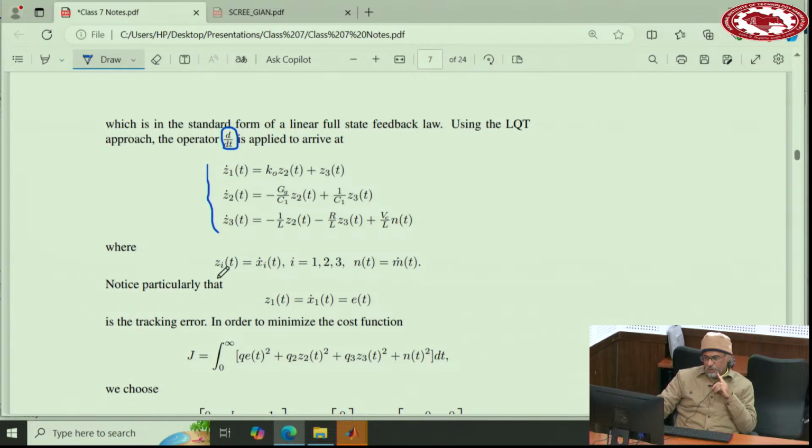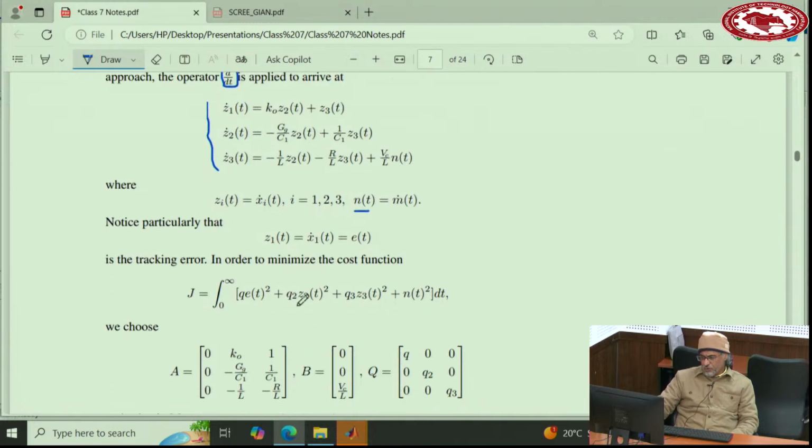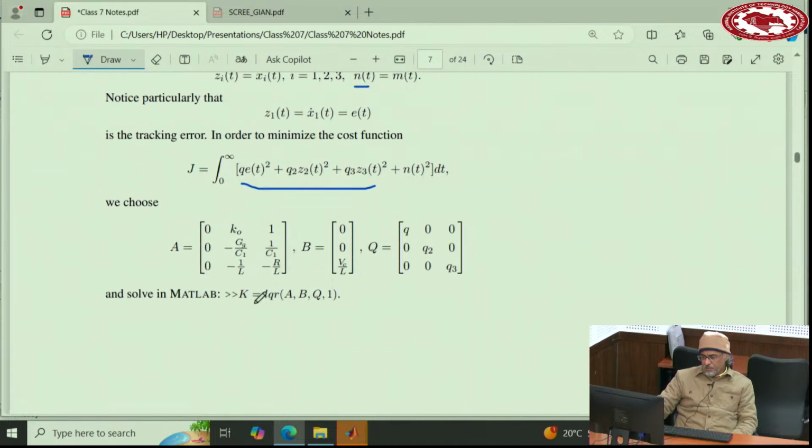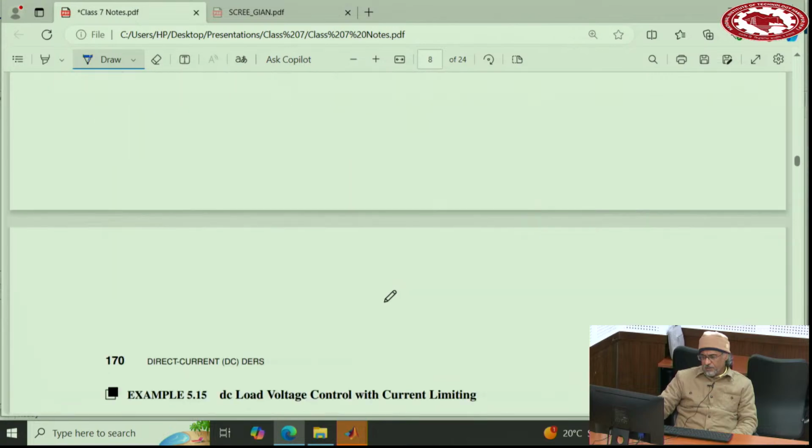And each z1, or zi, is equal to derivative of xi. And this n is basically derivative of modulation index. So you can minimize this cost function. Tracking error directly is in the cost function, and derivative of voltage and derivative of current and derivative of the modulation index. All of them are in the cost function. So you run this LQR problem and then you find K.